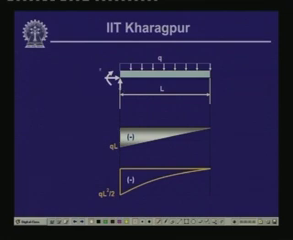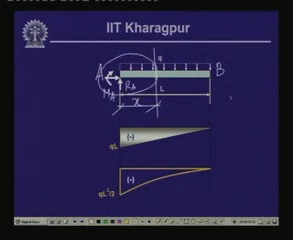Now, this is side A, this is side B, and we take a section over here at a distance of x, and this is R A and moment M A. R A, as we have seen, is equal to Q times L, and moment M A is equal to Q L square by 2. Now, if we take the free body diagram of this particular part, we have R A, we have M A, we have the uniformly distributed load which is Q, here we have load V, here we have moment M, and this is at a distance of x.